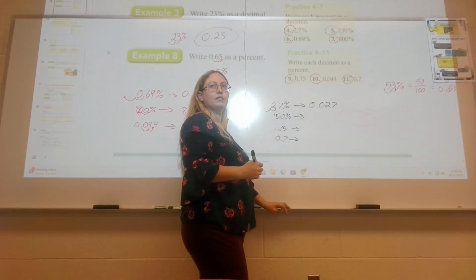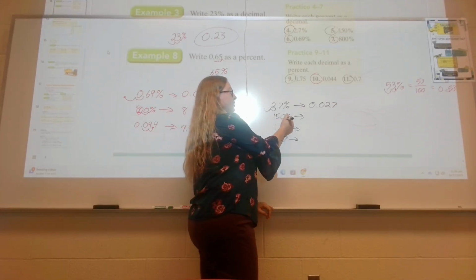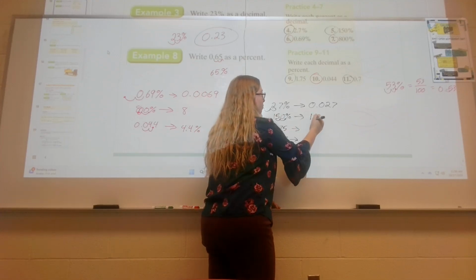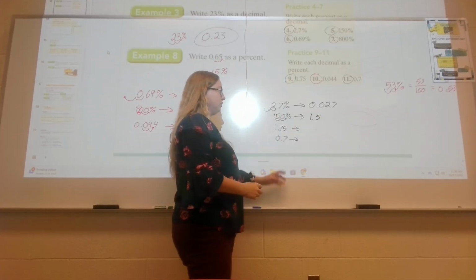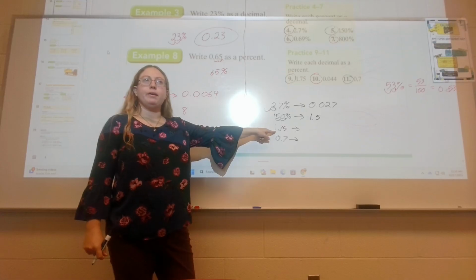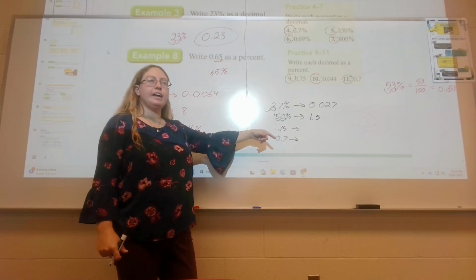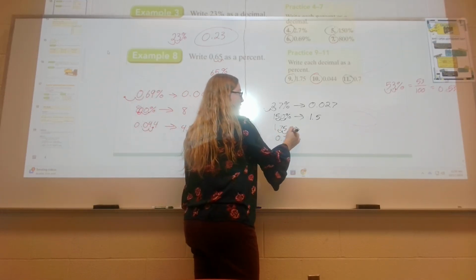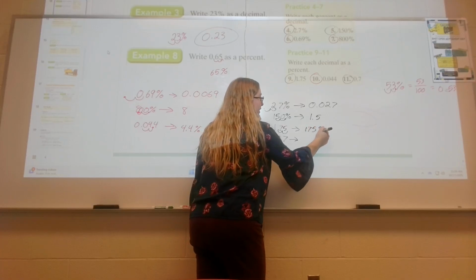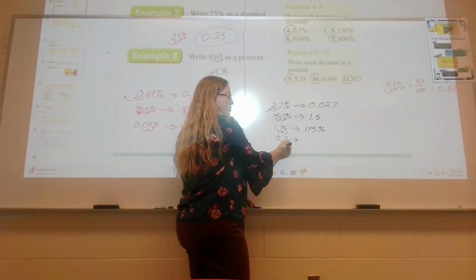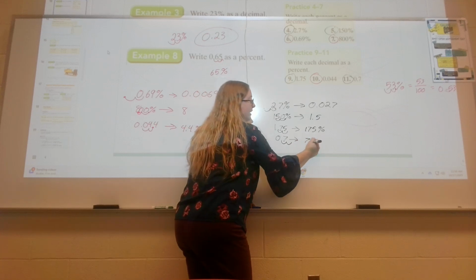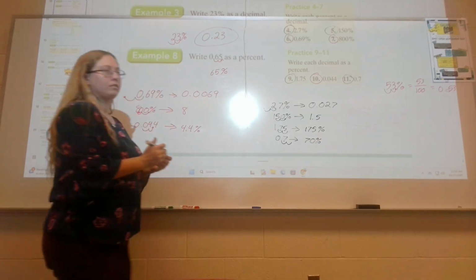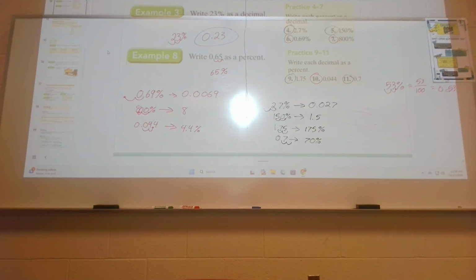0.027. 150%. Move the decimal twice, that's 1.5. The other problems were the other way, right? So 1.75, turning that into a percent. Decimal moves twice to the right. That's 175%. 0.7, twice to the right. That's 70%. All right, so no matter how weird the number is, if it is a percent, make it smaller. If it's not a percent, make it bigger.